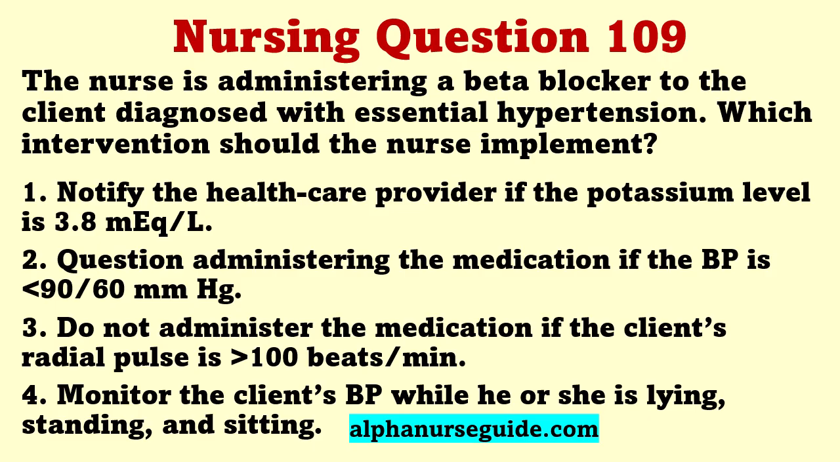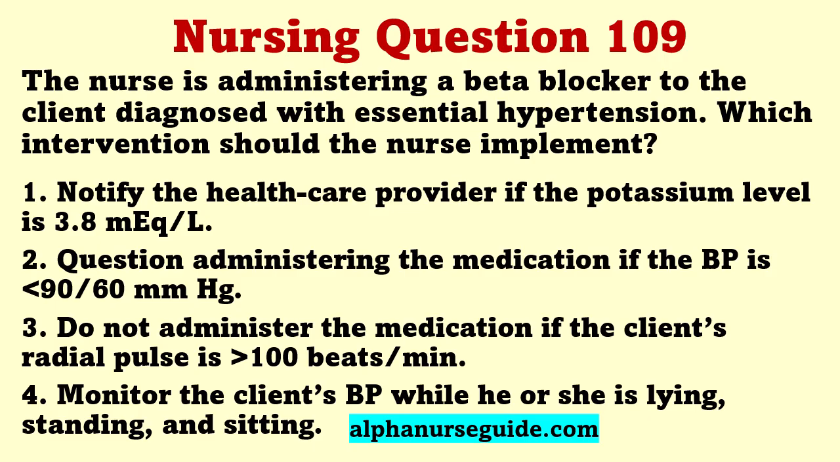The correct answer is 2. Question administering the medication if the BP is less than 90/60. The nurse should question administering the beta blocker if the BP is low because this medication will cause the blood pressure to drop even lower, leading to hypotension.